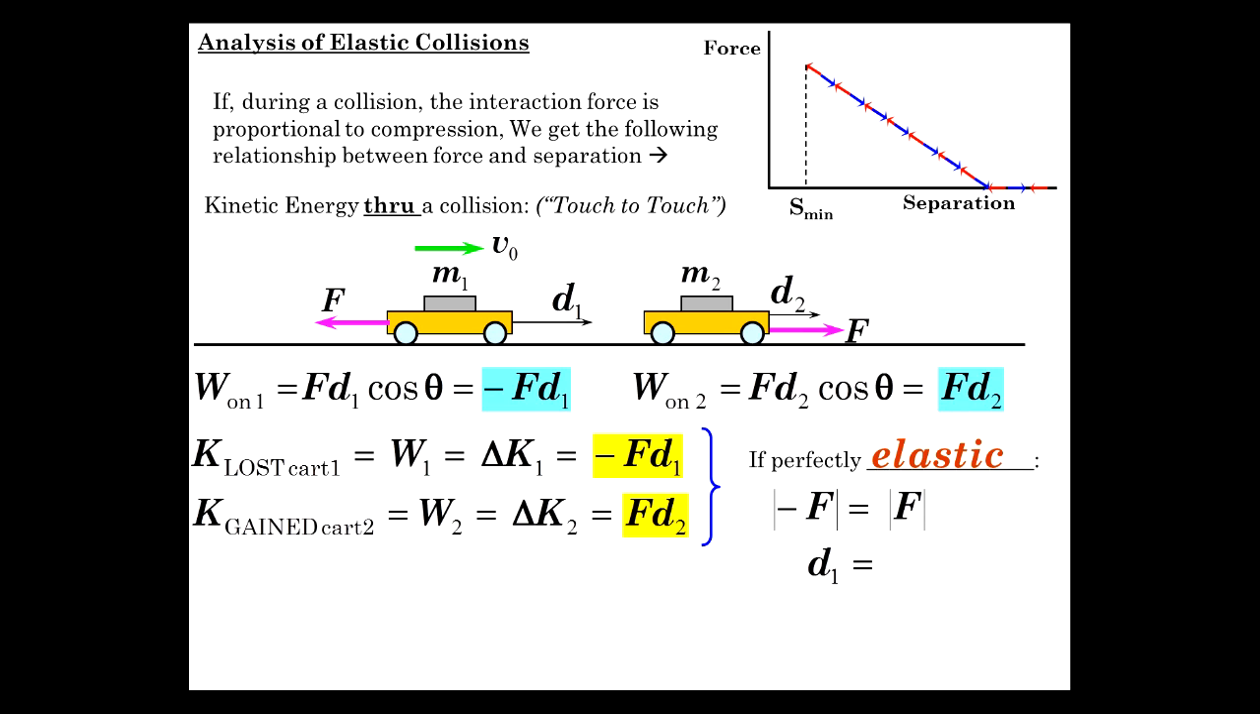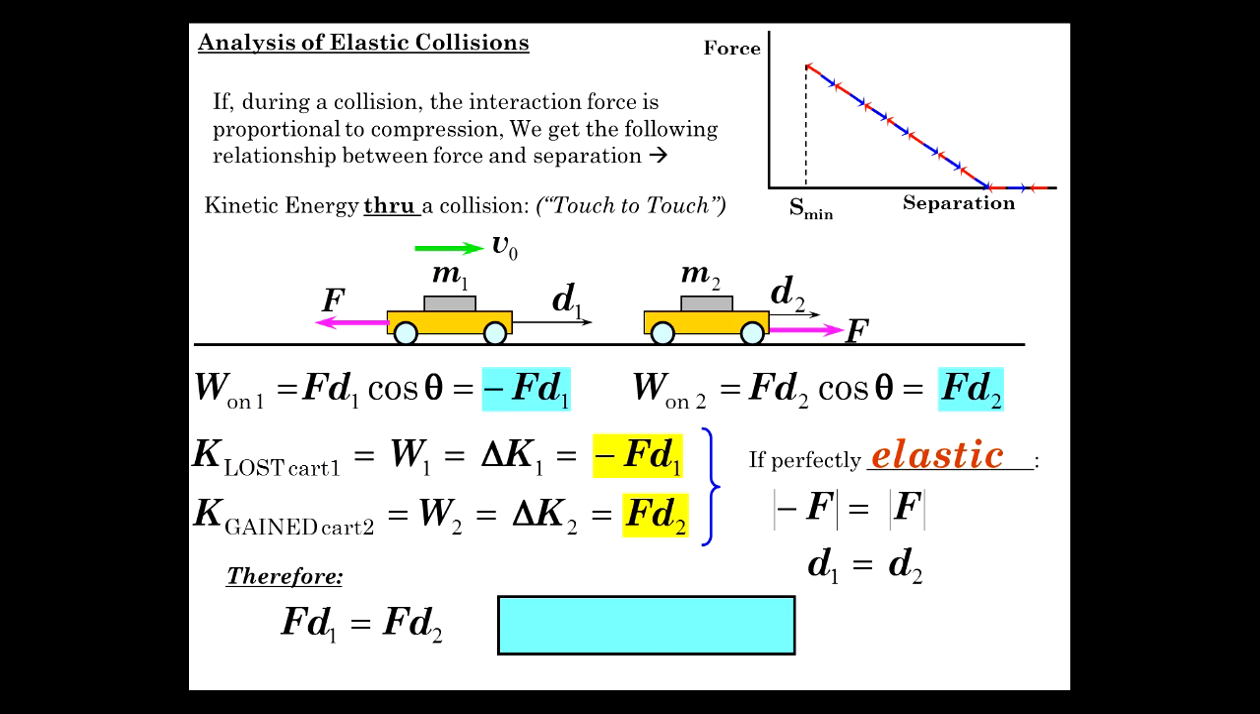Then D1 and D2, these distances in that perfectly elastic situation, are the same. And if that's the case, then F D1 equals F D2. And so that means that the kinetic energy lost by this cart is equal to the kinetic energy gained by the other cart. So now we're going to look at that in even more detail.